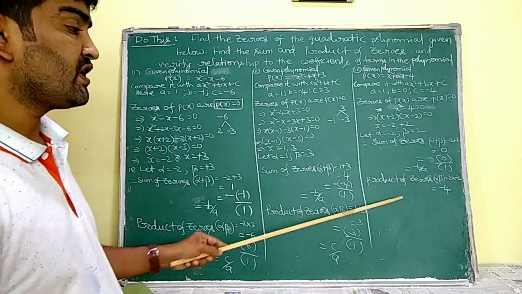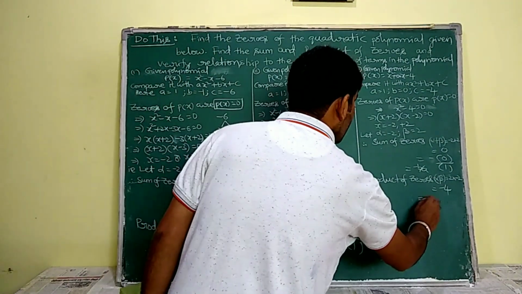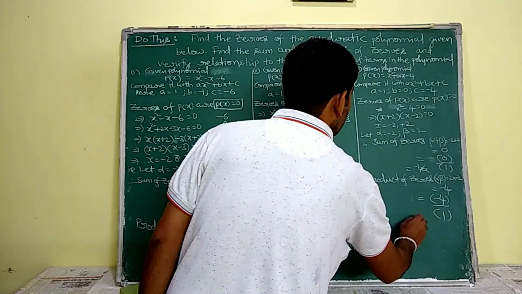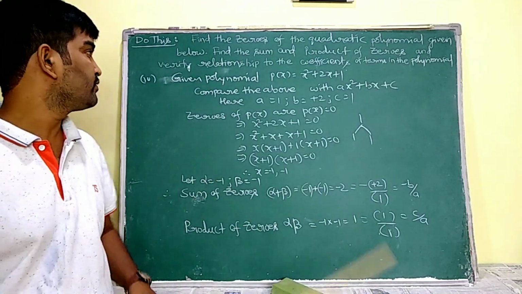Okay, now the product of zeros: 2 into minus 2, that is minus 4. We know that the product of zeros is c by a. c means here minus 4, a means 1. So c by a is verified. Okay, the fourth question of this, do this.